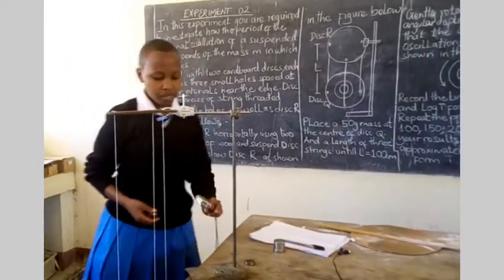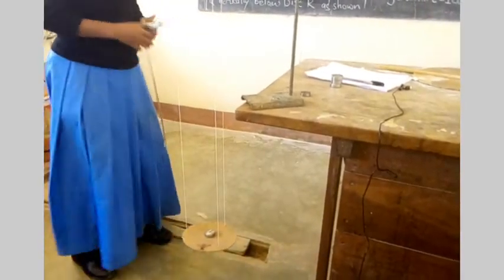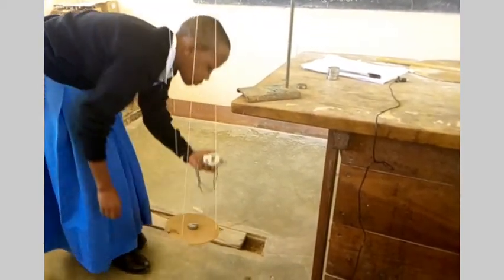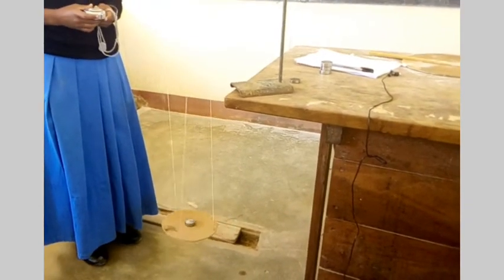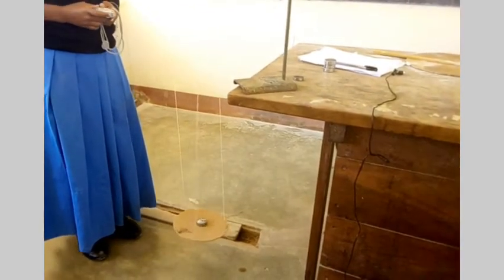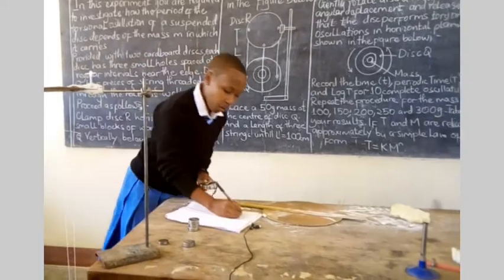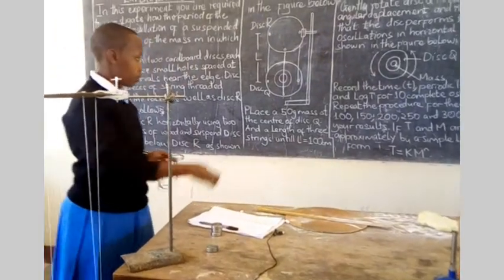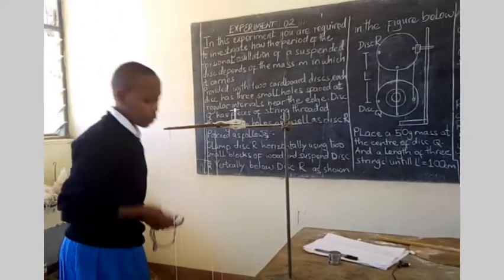Now we replace the mass of 50 grams with the mass of 100 grams. We place it at the center of our disk as we did in the first one, and then we displace it. 2, 3, 4, 5, 6, 7, 8, 9, 10. So we have also obtained our time for 10 oscillations of the 100 gram mass. We record it again. And then we move on to the next, 150 grams. We place it and then we record the time again for 10 complete oscillations.